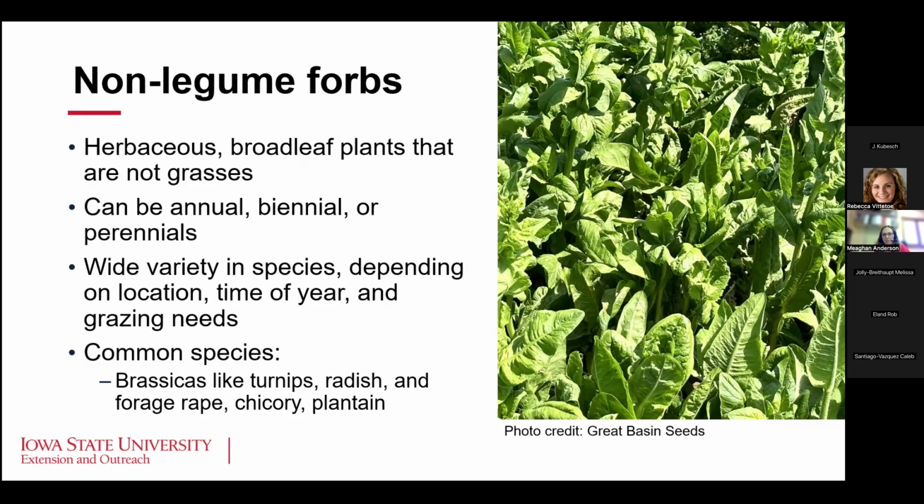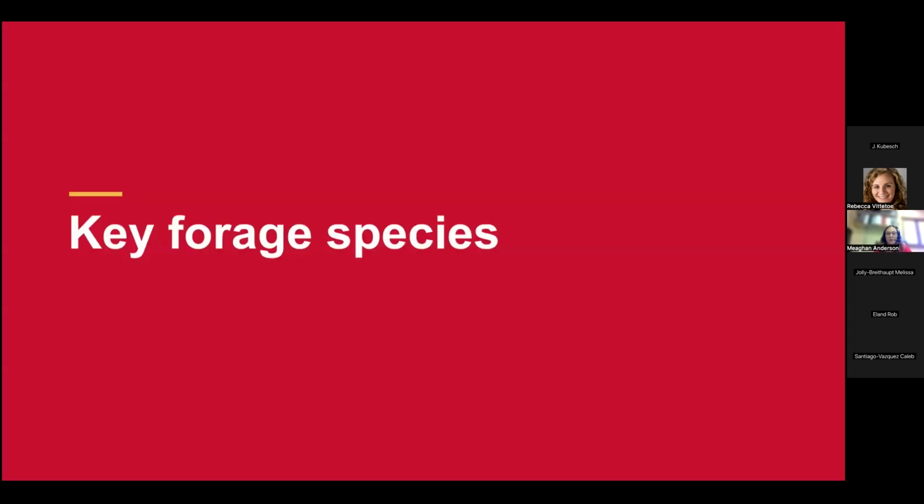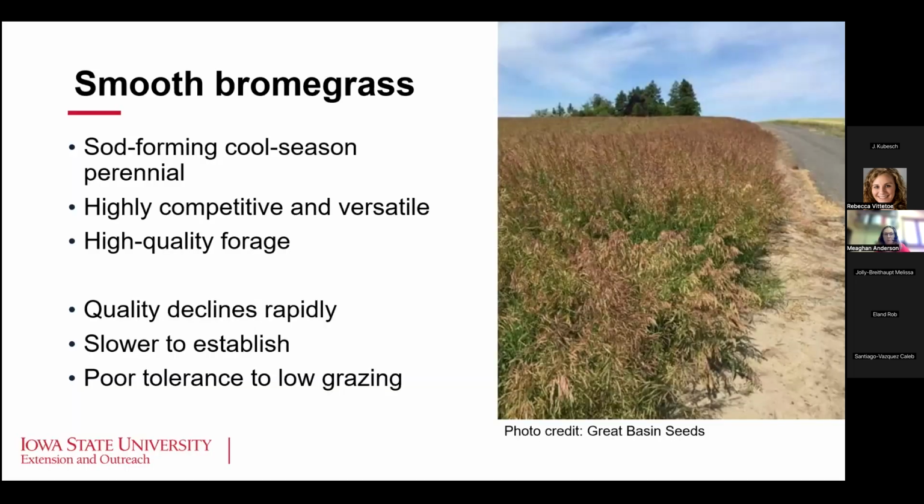The most common species are going to be things that are short-lived, like turnips, radishes, and forage rapes, some of our brassicas, and then some of our longer-lived species like chicory or plantain. That image right there is of a forage chicory plot, and you can see how leafy that is. And so I want to just spend the rest of the time going through a few key forage species that we use here in Iowa and a few of their advantages or disadvantages to how we might use them in grazing. The first one is going to be smooth brome grass.